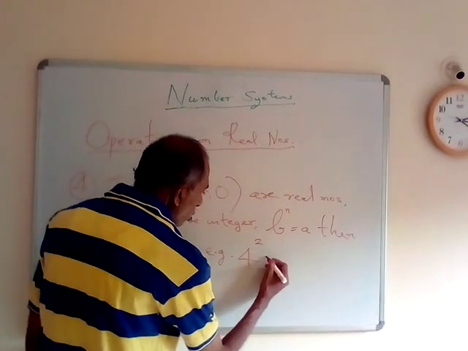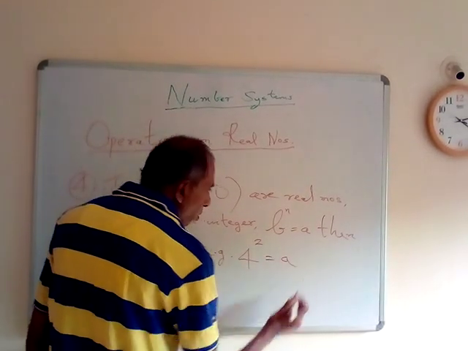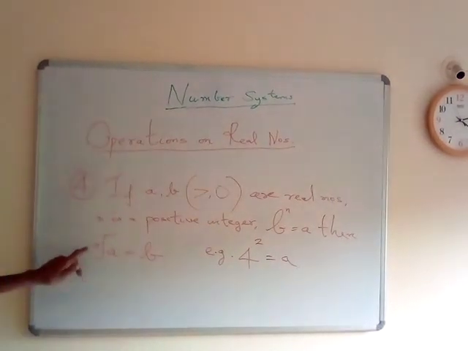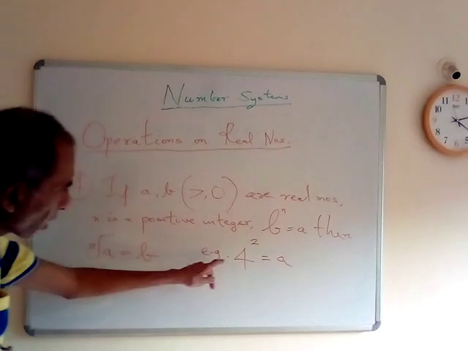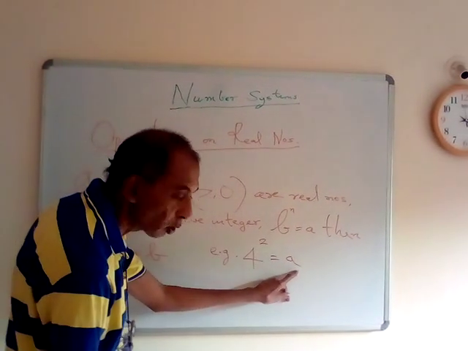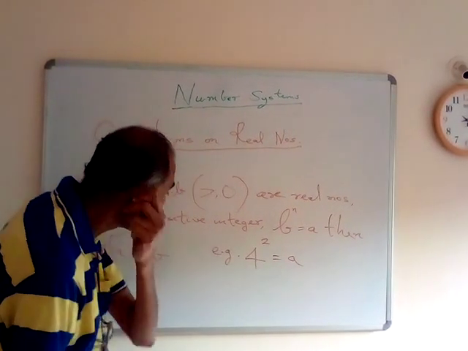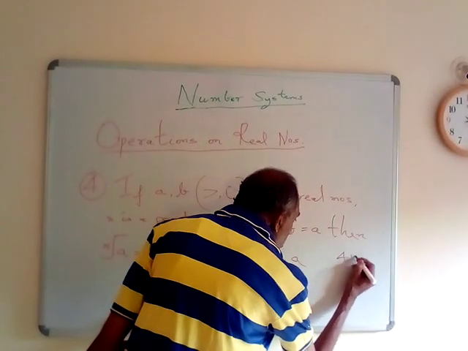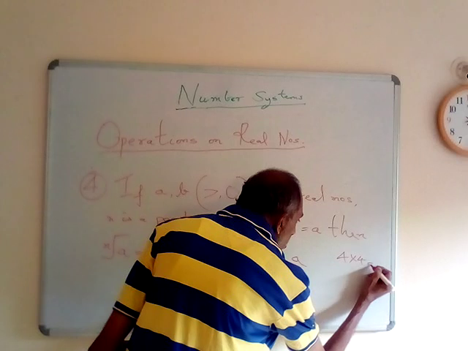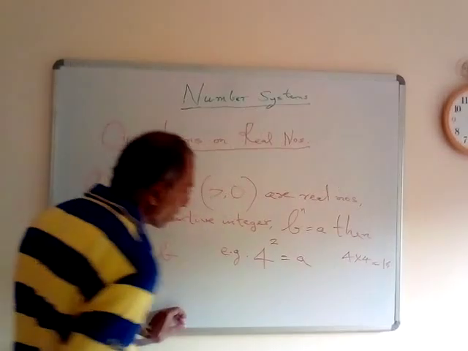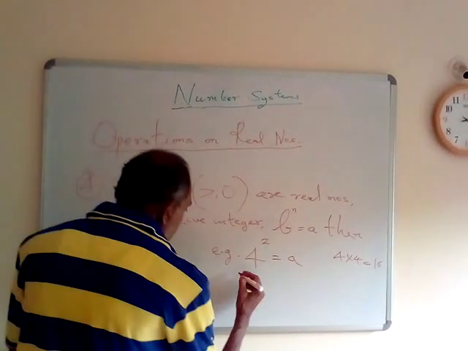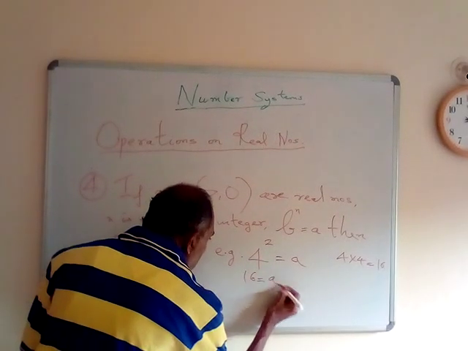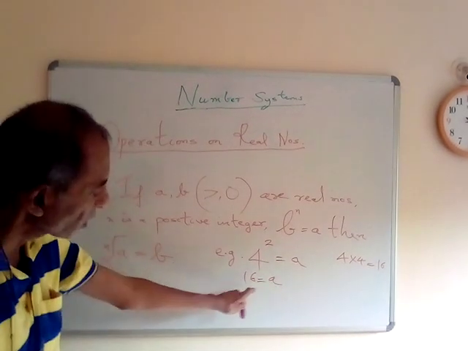So 4 raised to 2 is equal to a, as per this formula, b raised to n is equal to a, then nth root of a is equal to b. So 4 raised to 2 will be how much? 4 into 4, that is 16. So 4 raised to 2, 16, is equal to a. So we have got the value of a is equal to 16.